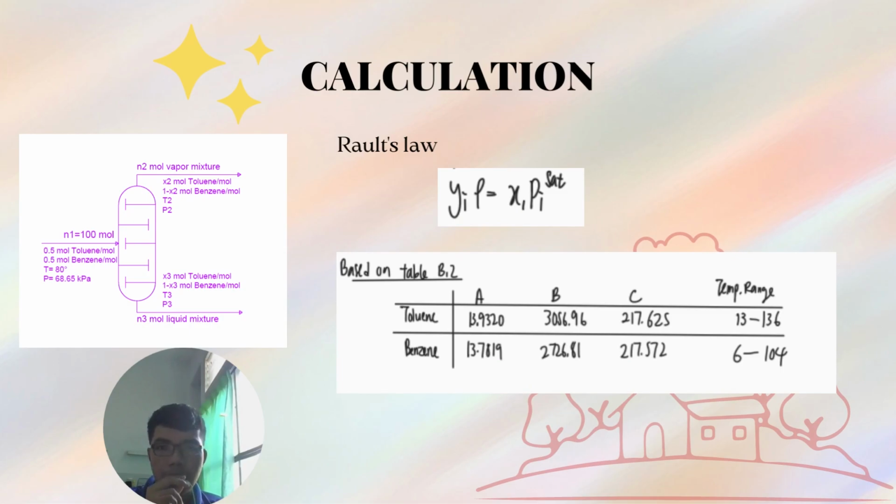Okay, next for the calculation part, in order to find the mole fraction of toluene and benzene, we need to assume that the reaction mixture is an ideal solution. By using Raoult's law, yiP equals xiPsat, where y is the mole fraction of vapor and x is the mole fraction of liquid. Next, to find the Psat, we need to use the data from Table B2. We need to find all the parameters for the entire equation, which are A, B, C.